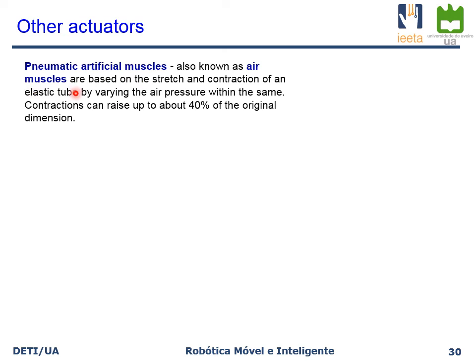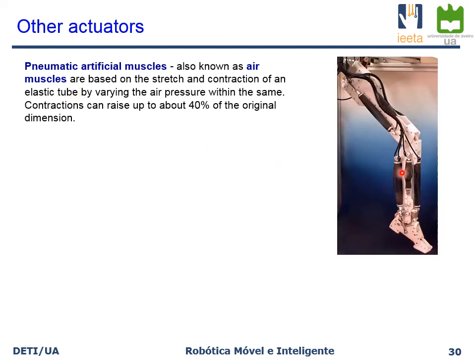And contractions can reach up to 40% of the original dimension. You can see here exactly these black tubes, for instance, here and there, are examples of pneumatic artificial muscles. When you blow air or push air into these muscles, they will expand in this direction and contract in the opposite direction. So they work very much like our own muscles.